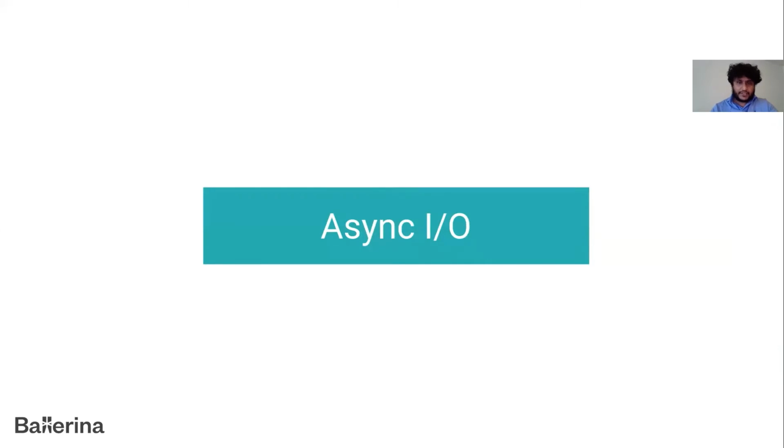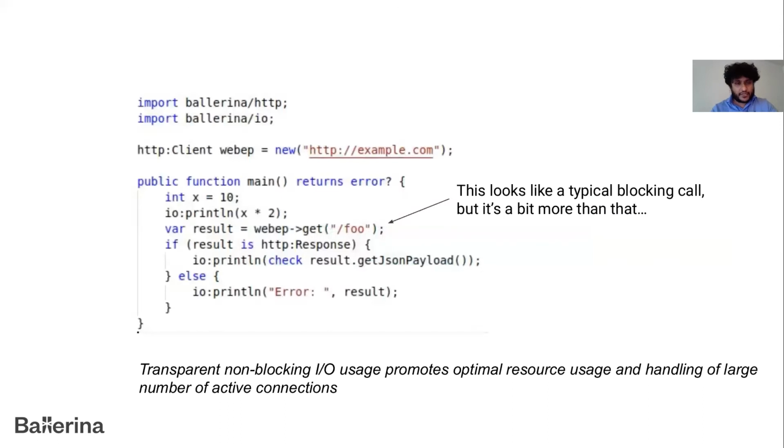Also, something that ties in with the concurrency model is the input-output subsystem. Here in Ballerina, everything happens in a non-blocking manner, the IO operations. We do that in a transparent manner, where in our code, the coding style will actually look like a blocking call when we do calls from our HTTP client, like a get request to a remote endpoint.